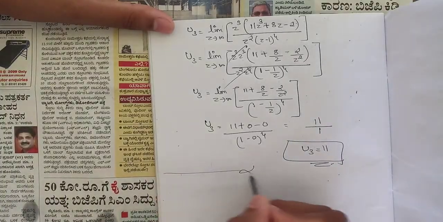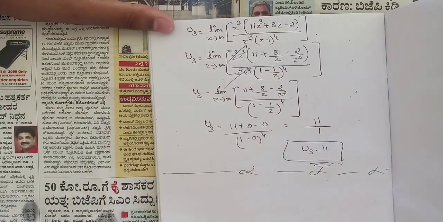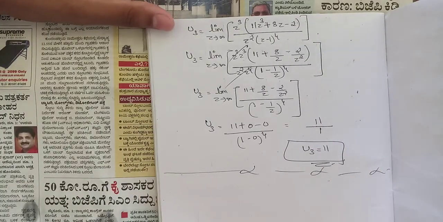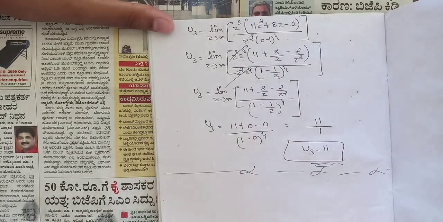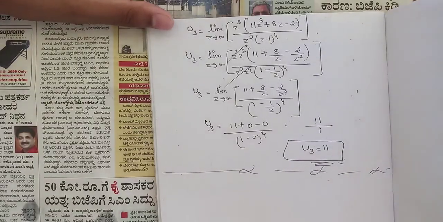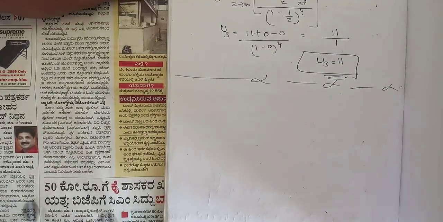Okay, so now we have found the values for u1, u2 and u3. The value of u1 is 0, u2 is 2 and u3 is 11. Okay, so a similar problem we are going to solve. Okay, I'm going to give that problem as homework. You guys try to solve it. Same type of problem. Okay, I'll give the question right now.